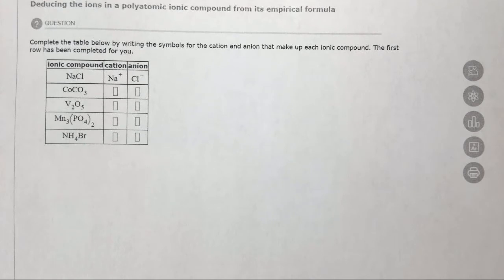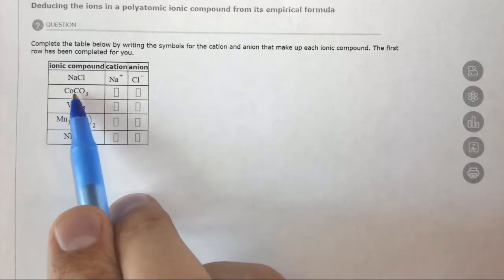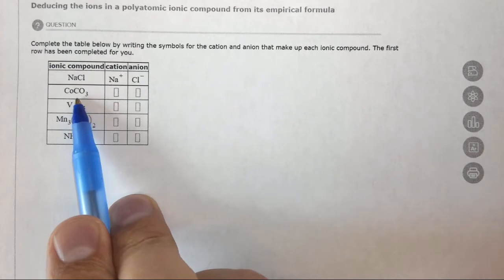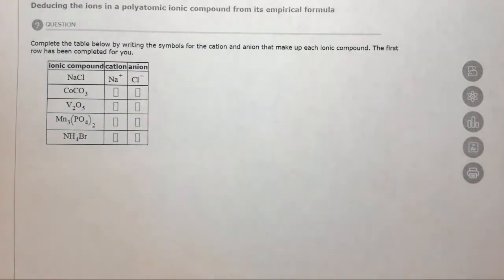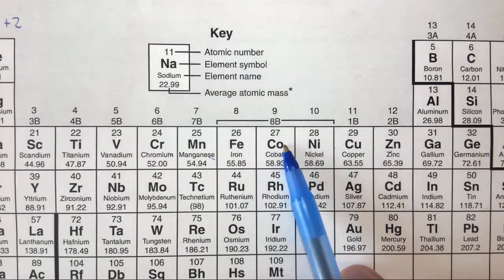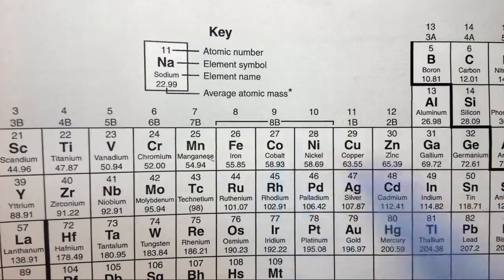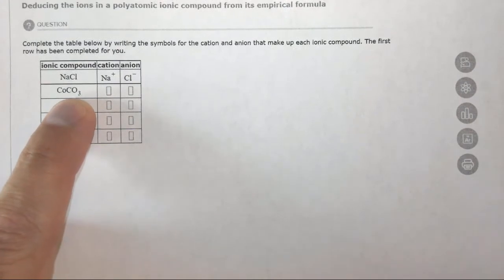So often, if we don't know the charge on something, we can use the charge on something else to figure it out. Let's look at an example. Here we have CoCO3, so cobalt and a carbonate. Carbonate is a polyatomic ion, CO3, with a 2- charge. However, cobalt is a transition metal, meaning it's one of the metals that can form multiple charges. So we don't know its charge, and we need to figure it out based on the carbonate.